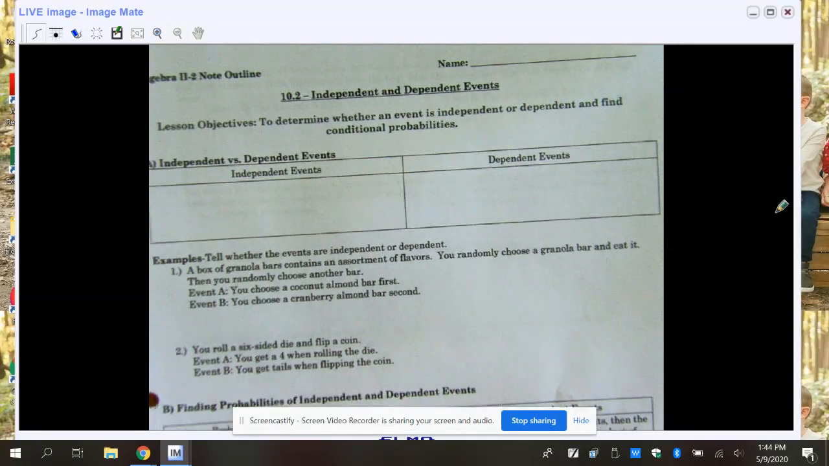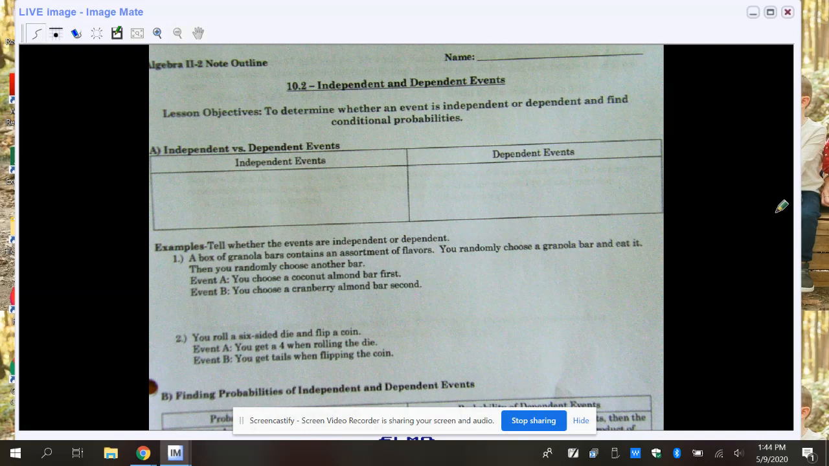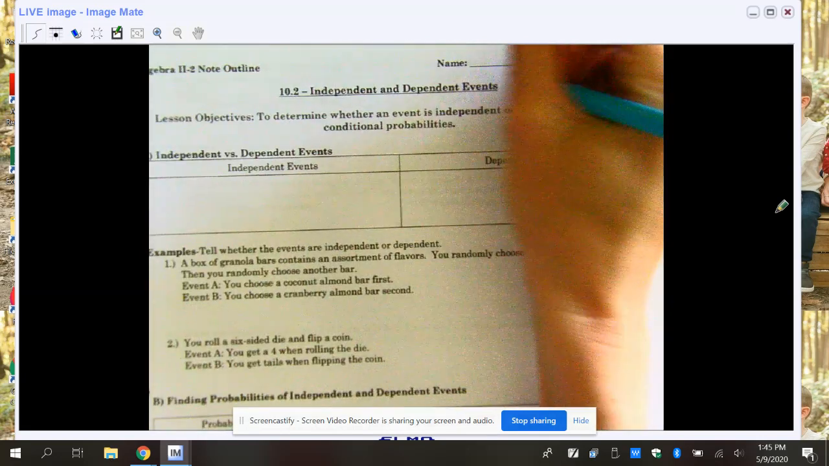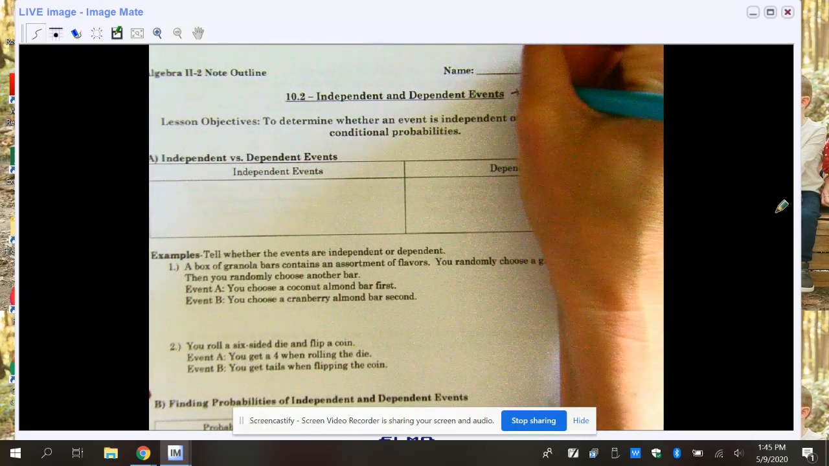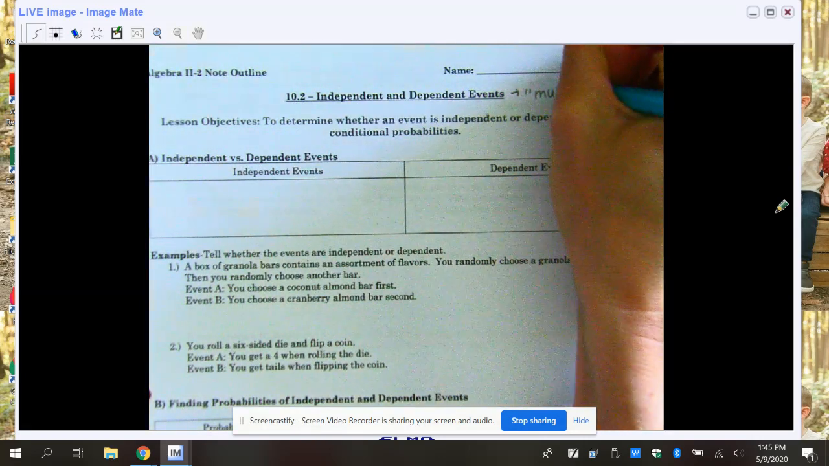All right, so we've got a couple of lessons left. They each have to do with the probability of multiple events happening. But there's going to be a couple key words that will make the process of finding that probability different between one type versus another. So today we are going to talk about independent versus dependent events. You might see this elsewhere as the multiplication rule.